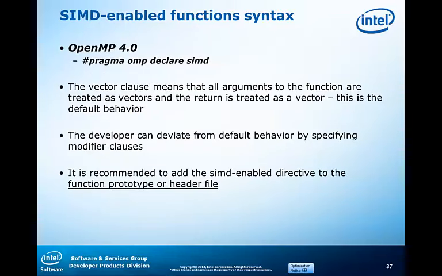The developer declares a function to be SIMD-enabled using OpenMP 4.0 as follows. Use the #pragma omp declare simd clause. The declare simd clause means that all arguments to the function are treated as vectors, and the return is treated as a vector. This is the default behavior. The developer can deviate from the default behavior by specifying modifier clauses. It is recommended to add the SIMD-enable directive to the function prototype, also called the header file.